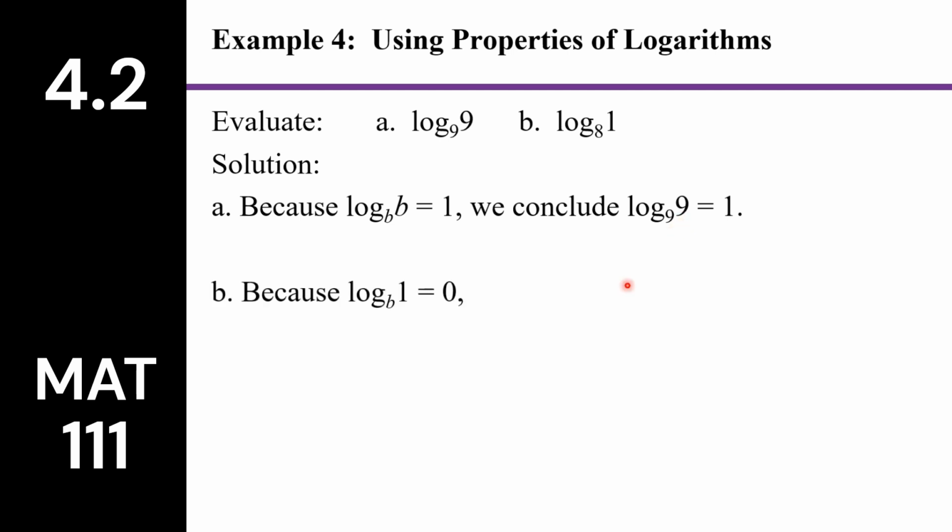In the second example, we have the log of a base and the argument is 1, so we must get 0 as a result. So the log to the base 8 of 1 is 0. The property tells us that, but we can also think about the equivalent form. 8 to what power gives us 1? Well, anything to the 0 power gives us 1.